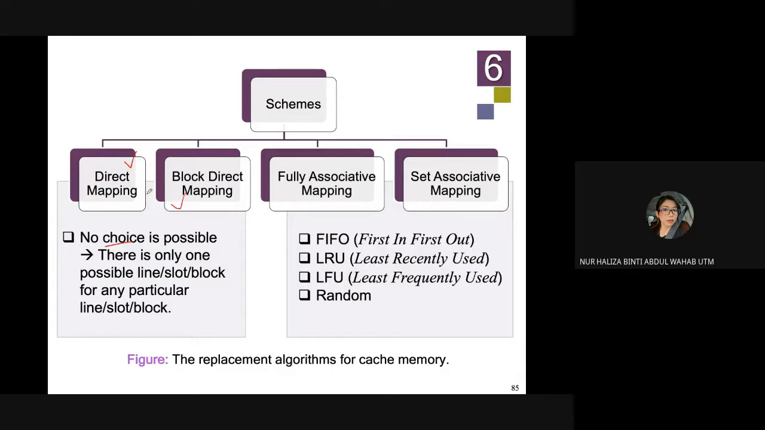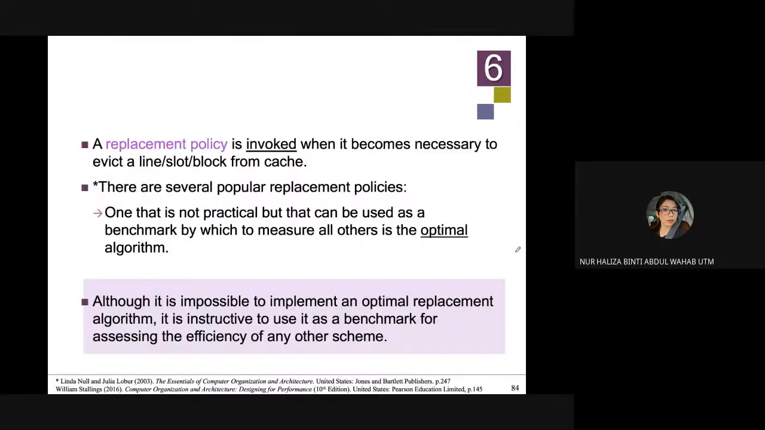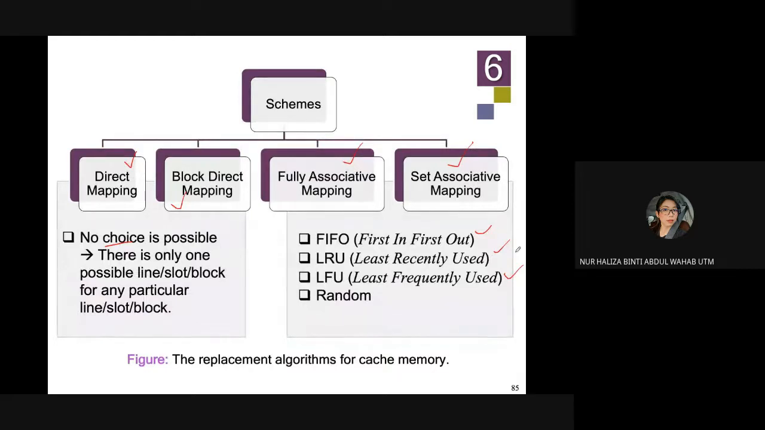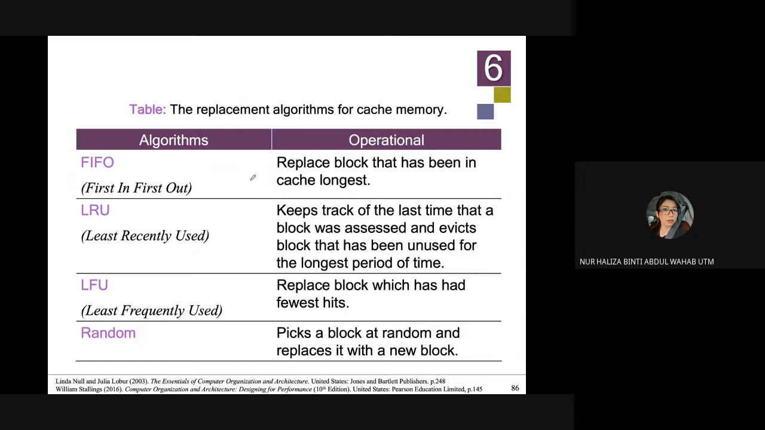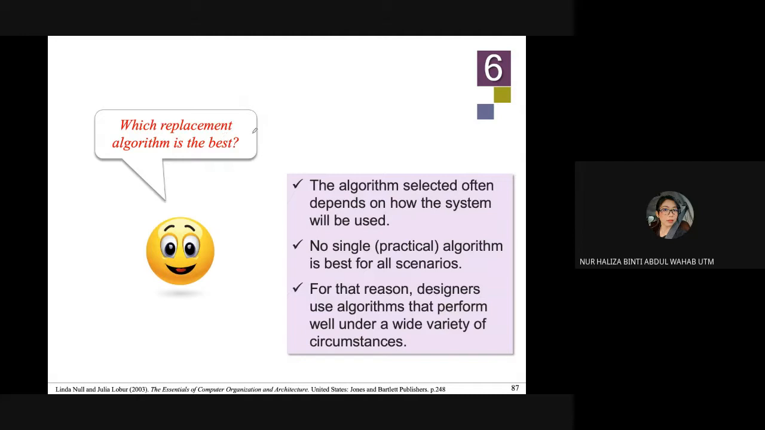It is not too hard for direct mapping and block direct mapping. But for fully associative and set associative, you're going to have four ways for the replacement methods, which is called the replacement policy. It's called first in, first out, least recently used, least frequently used, and lastly random. So that's why it is all over here, and you can see what is the use of all these algorithms. Of course, they're going to cover different kinds of operations, ways and steps, etc. So which replacement algorithm is the best?